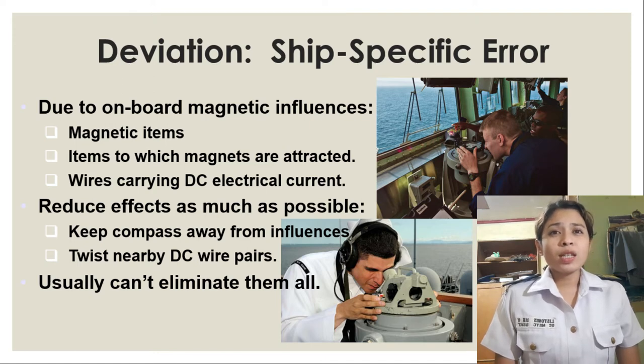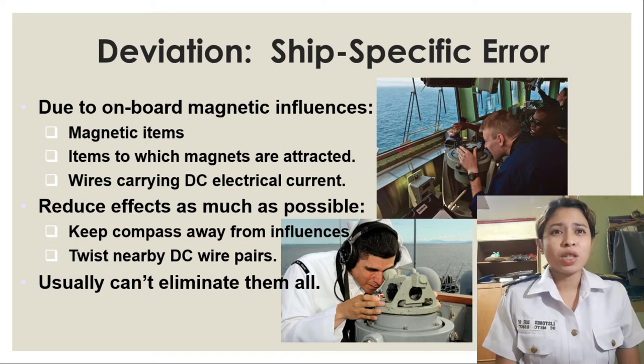In order to reduce the effect of a ship-specific error, the following are done: keep the compass away from influences, and twist nearby DC wire pairs. Usually, we cannot eliminate all of the errors. Error cannot be avoided on board a ship. Imagine, a ship is purely made of metals.